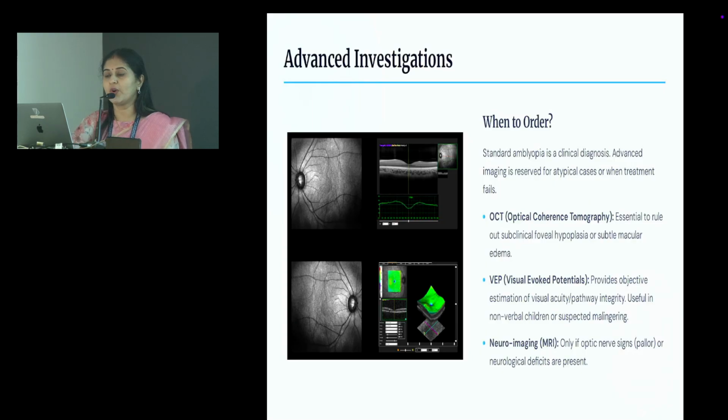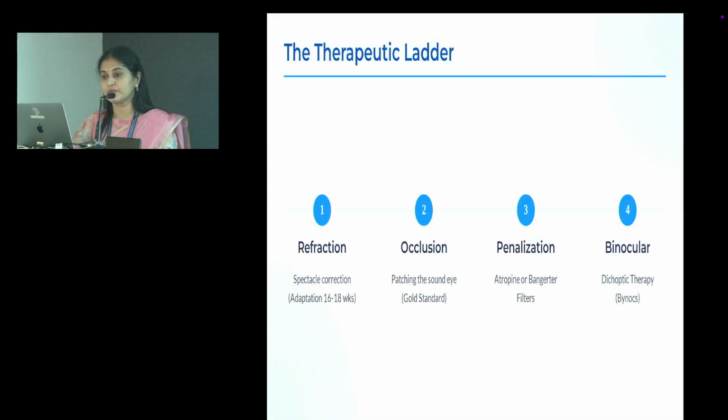Now, when to order these investigations? As we all know, standard amblyopia is always a clinical diagnosis, and advanced imaging is reserved for atypical cases or when the treatment fails. OCT is essential to rule out subclinical foveal hypoplasia or any subtle macular edema, and VEP provides objective estimation of visual acuity or pathway integrity. It's useful in non-verbal children or suspected malingering. And neuroimaging, MRI, only if optic nerve signs, that is pallor, or any neurological deficits are present.